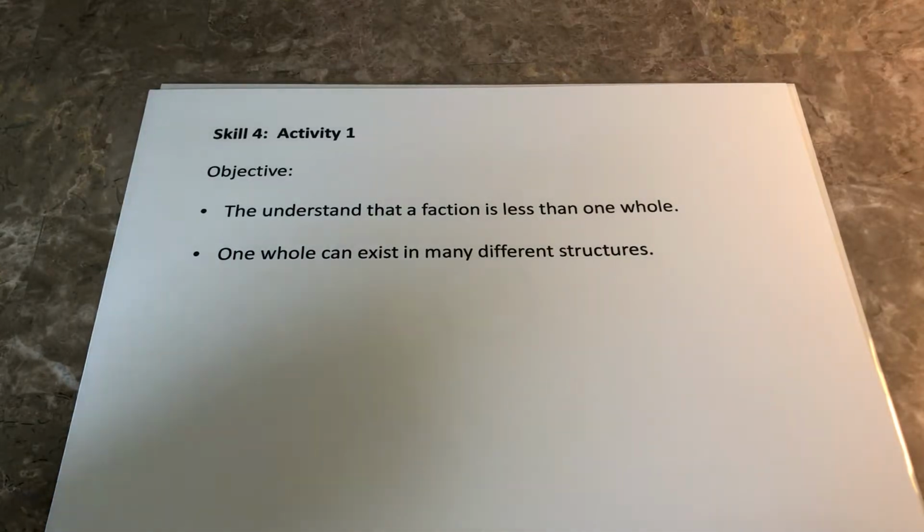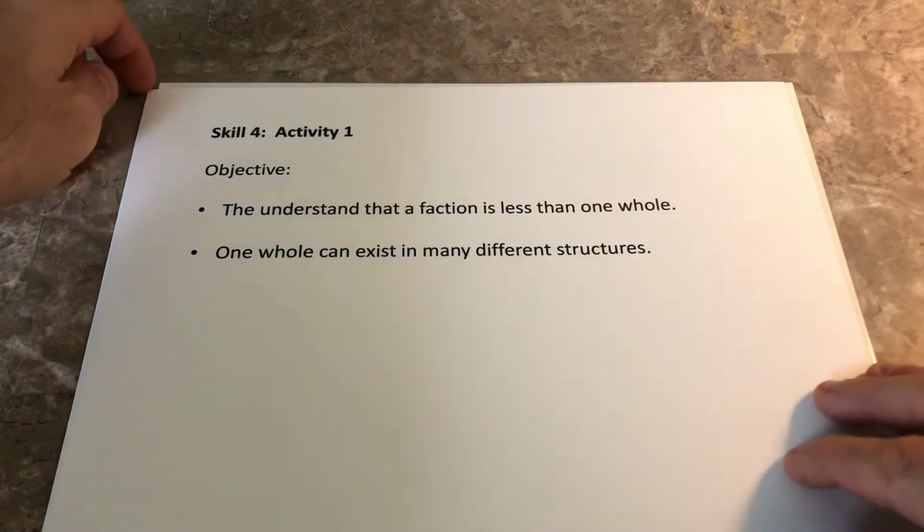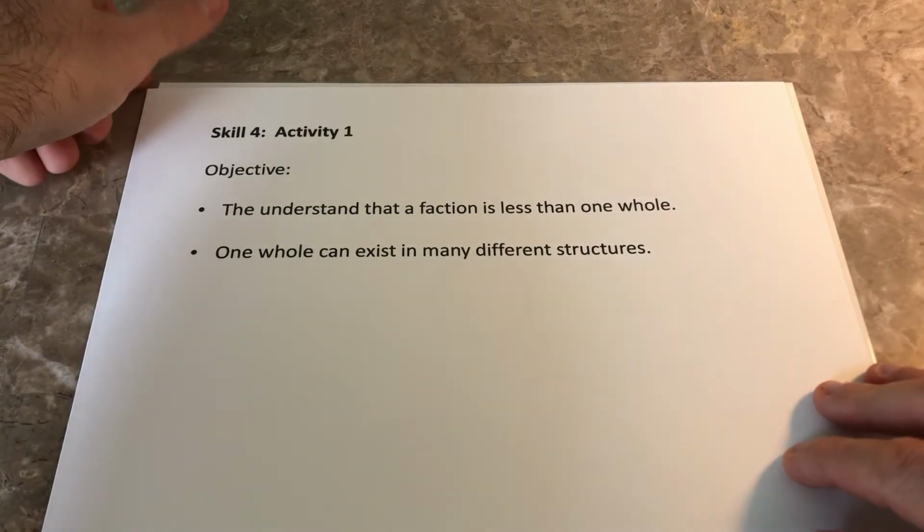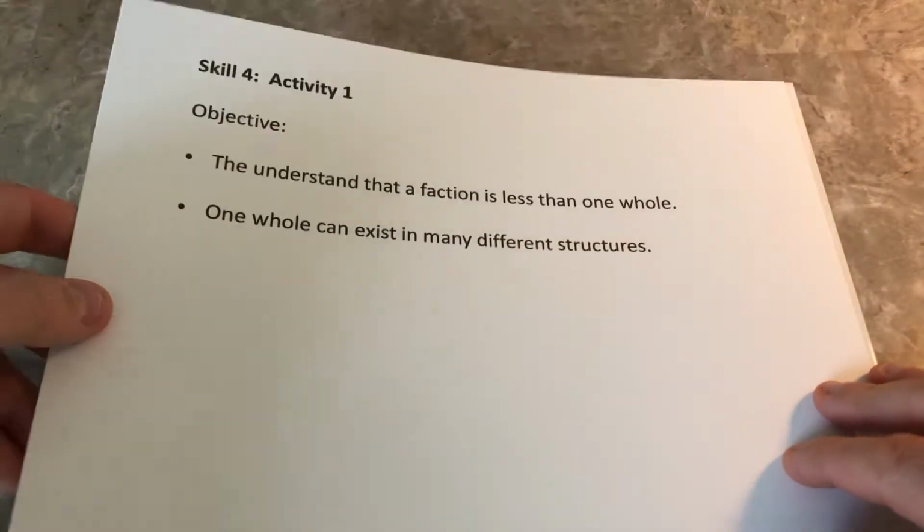Okay, skill four, activity one. Now this is one activity, but there's many layers that you could do. So you could stretch this into multiple different activities. So I'm just going to show you the layers of activities that you can do with skill four, activity one, because there's only one activity for this. So I'm going to show you the different things that you can do.